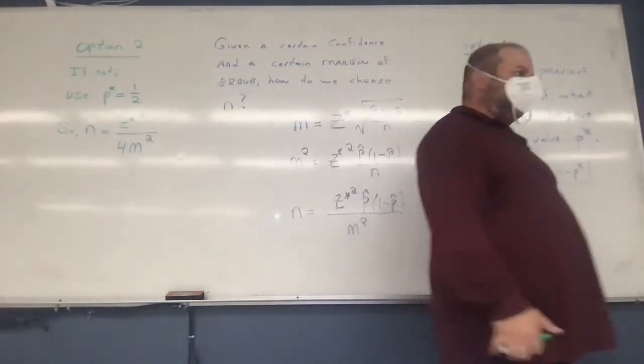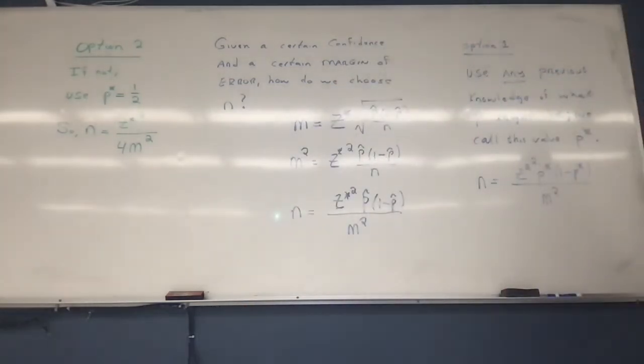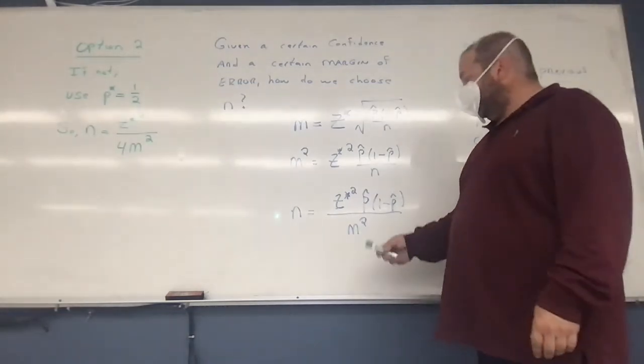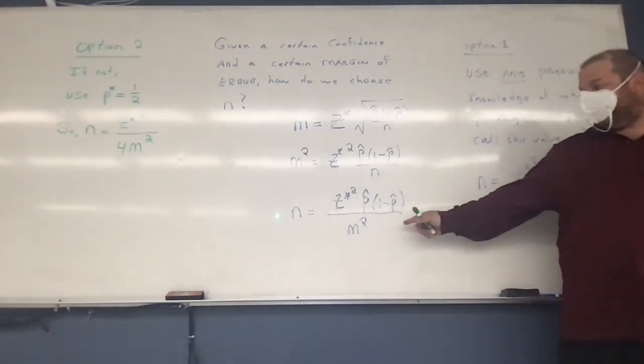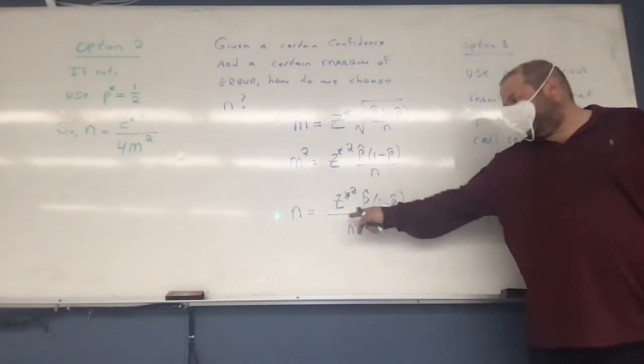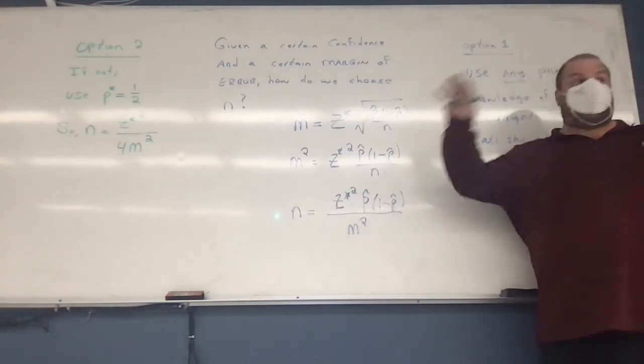The actual derivation is like 2 lines. It's actually very straightforward for those who've had calculus. Essentially, if you look at this here, forget about z star squared and m squared for a second. Let's say they're both 1 magically.